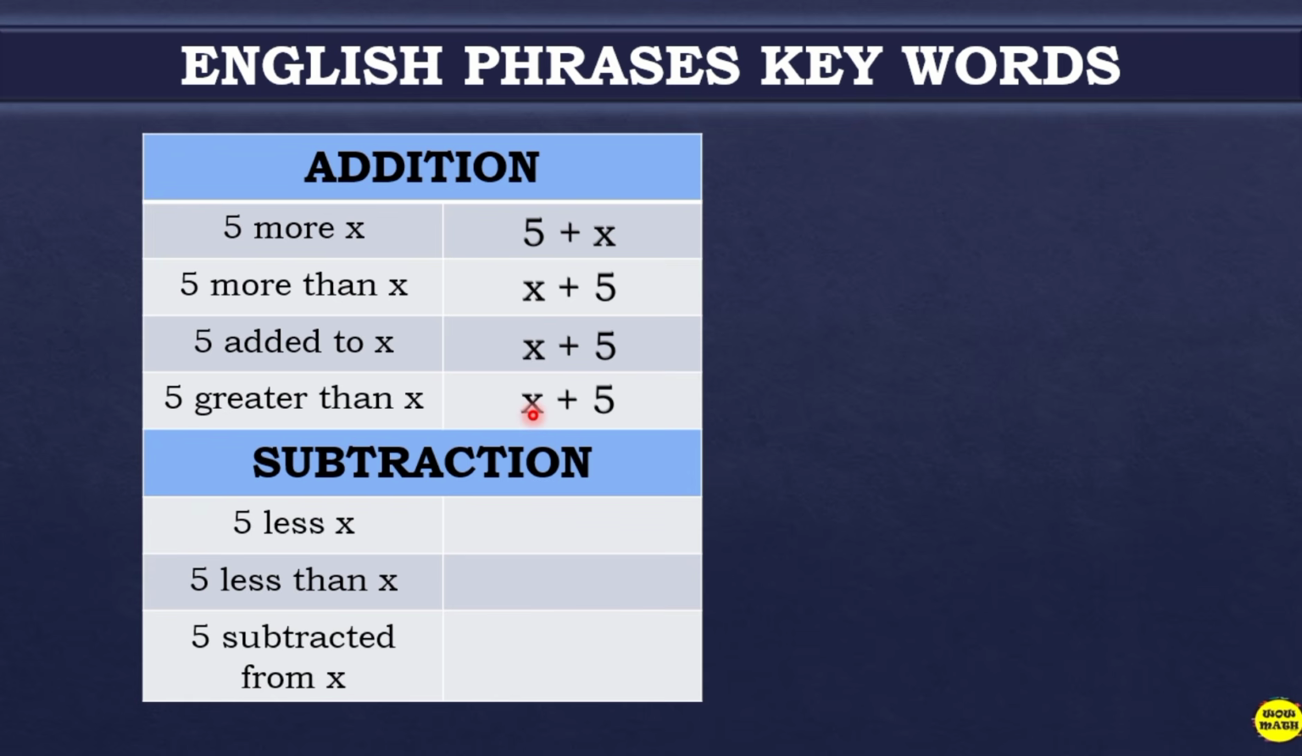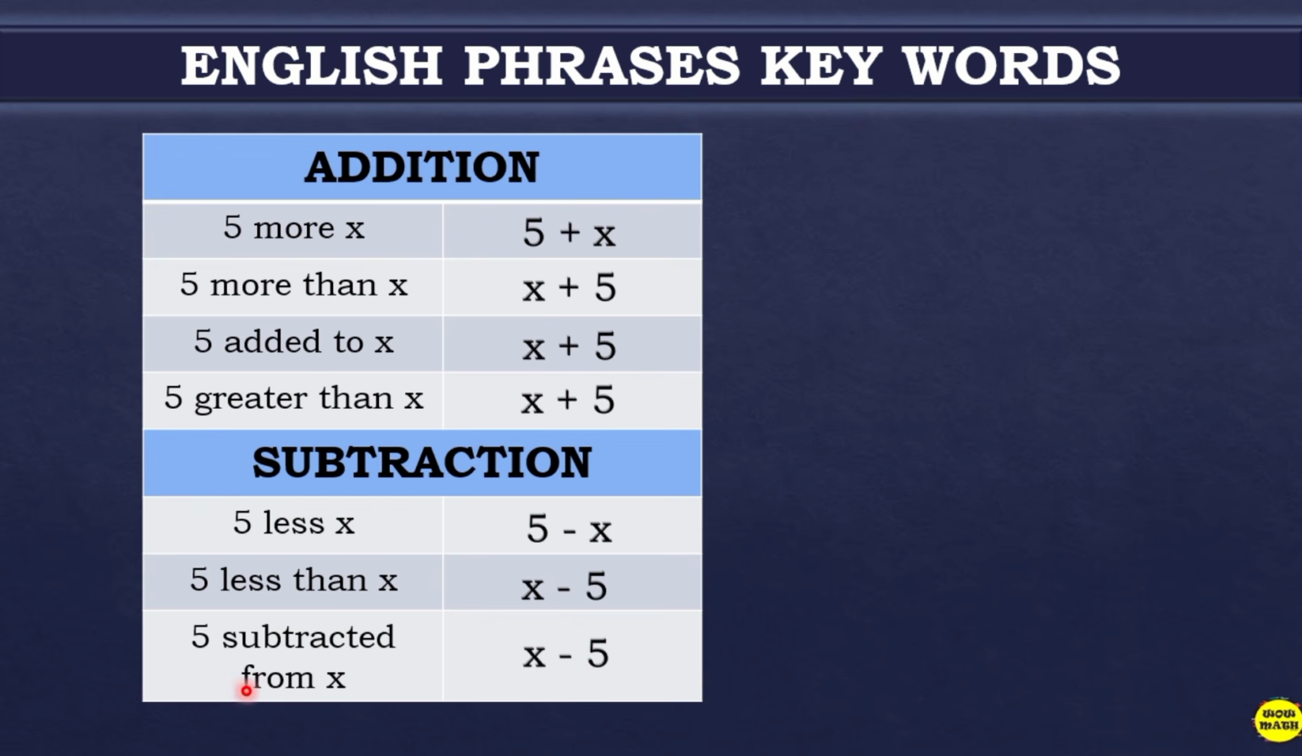Ito po yung mga importante na dapat nating malaman kasi baka sa arrangement or placement ng order ng ating mga expression bali-baliktad. So, dapat alam po natin. Ganon din po sa subtraction. Kapag less as is, 5 minus x. 5 less x as is. Pero pag less than at subtracted from, ito po siya: x minus 5.